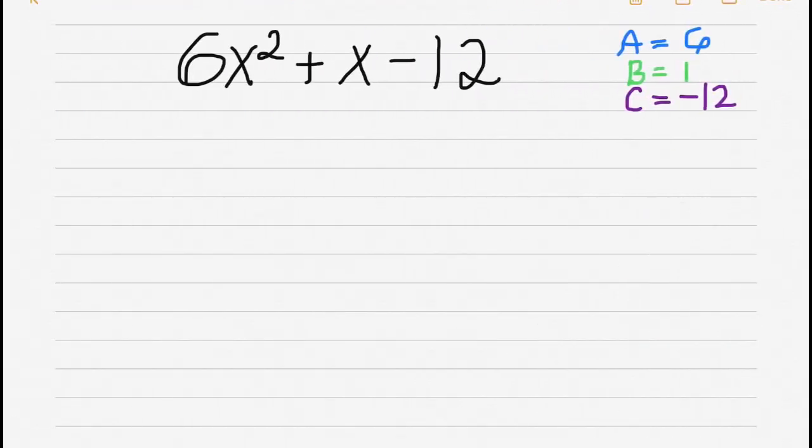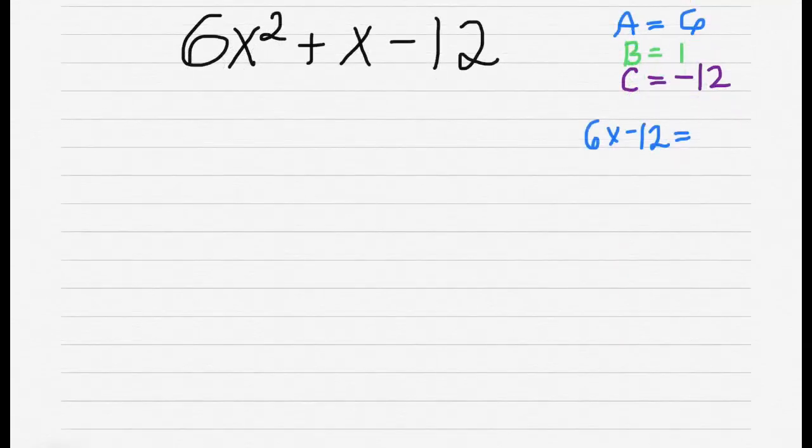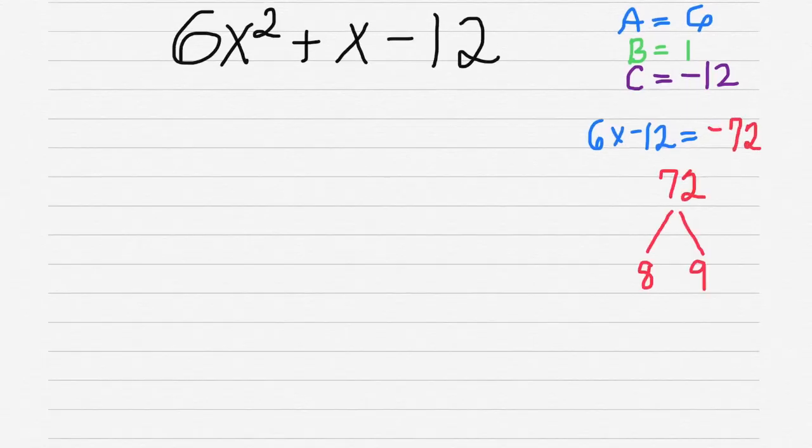So let's take a look at another problem. 6x squared plus x minus 12. Our a coefficient is 6, our b is 1, and our c is negative 12. So when your a coefficient is not equal to 1, you'll have to multiply your a coefficient with your c coefficient. And in this case, it will equal negative 72.